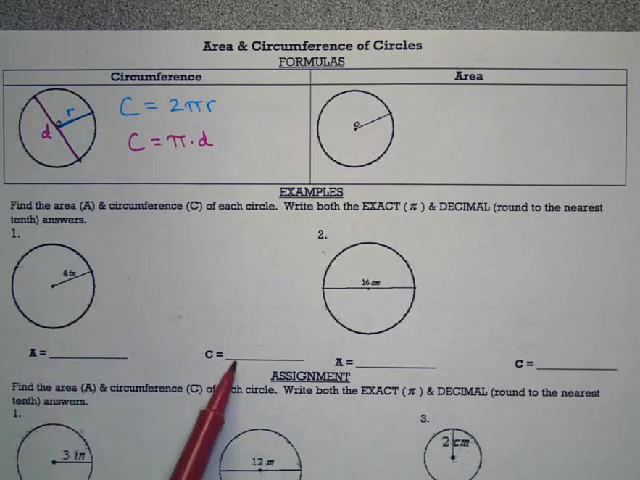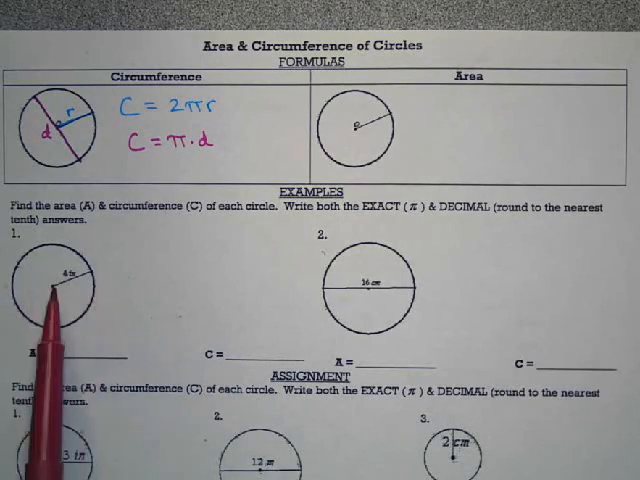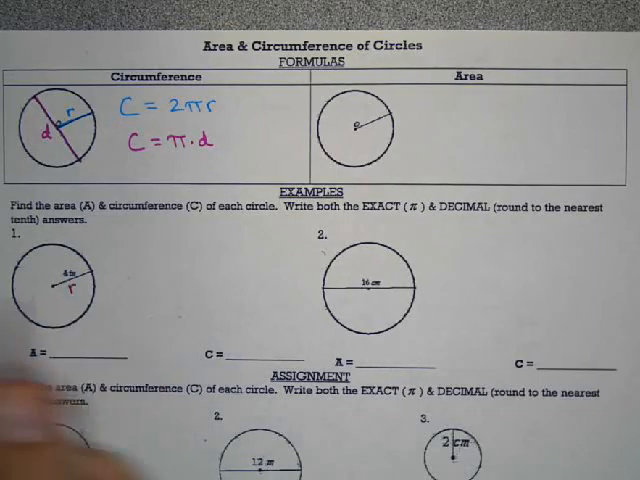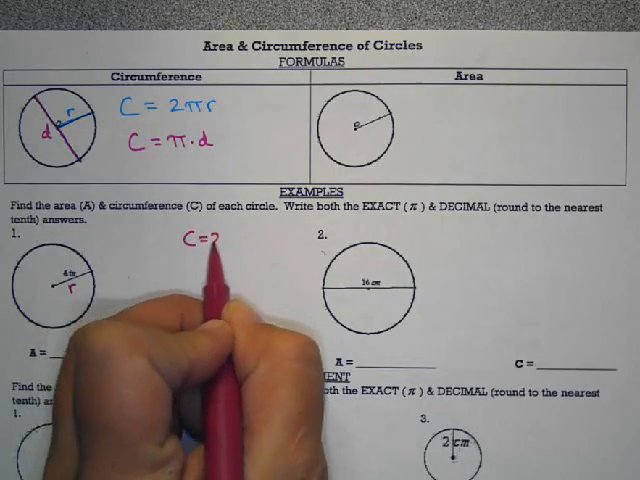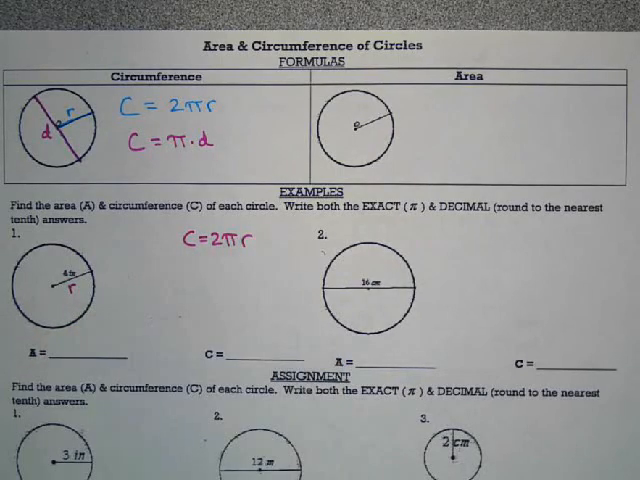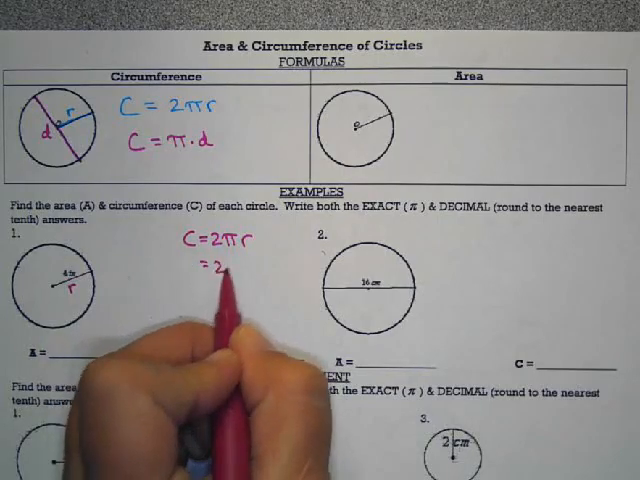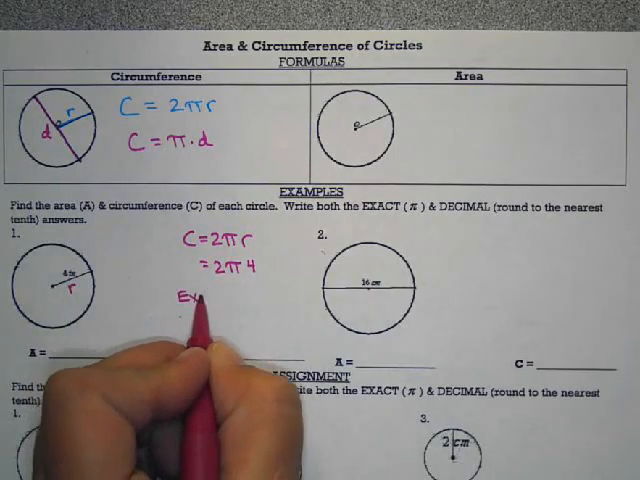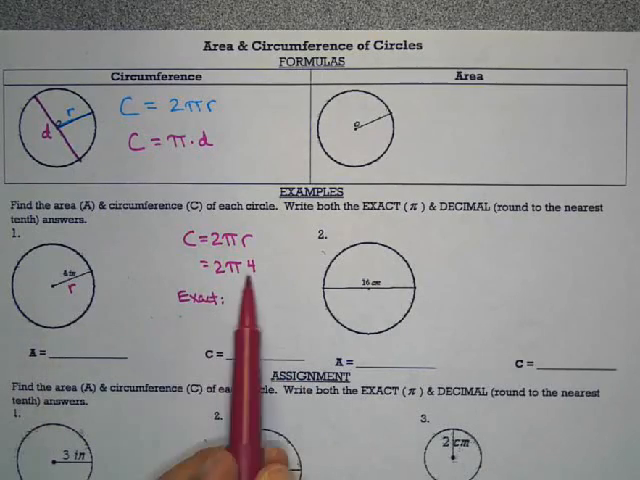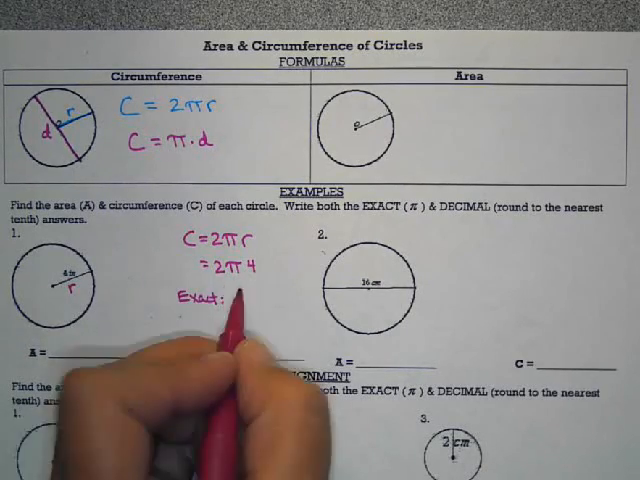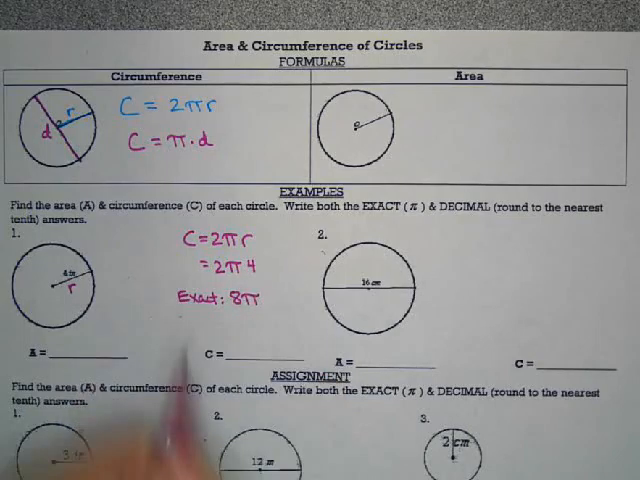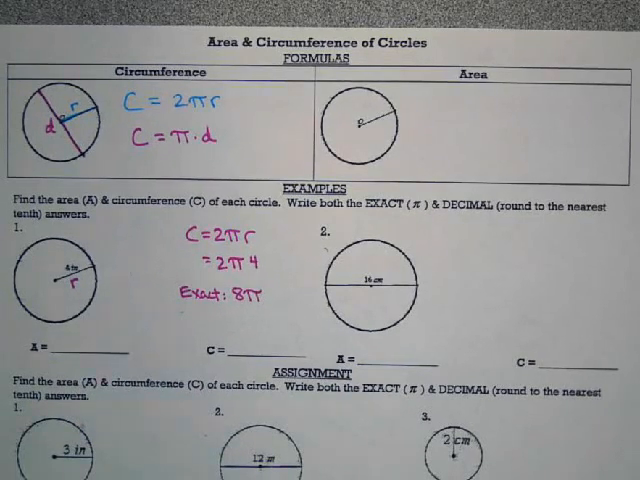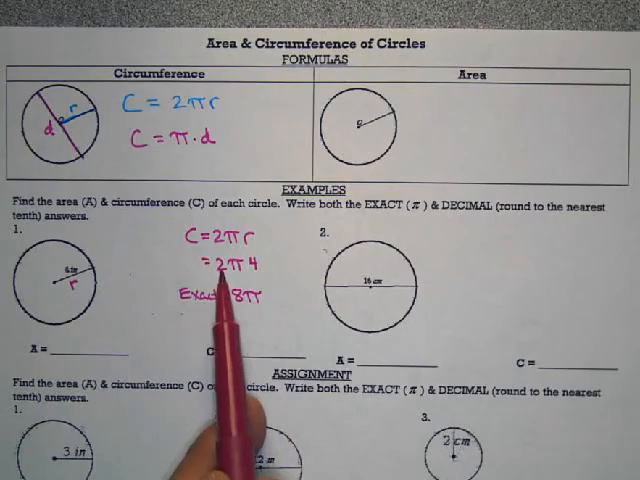So if we want to do circumference for this circle, do you have radius or diameter? This is the radius. So for circumference, you're going to do 2 times pi times radius. 2 times pi, radius is 4. So exact answer, what's 2 times 4? 8. So your exact answer is 8 pi, and you're done. You just do the 2 times 4.